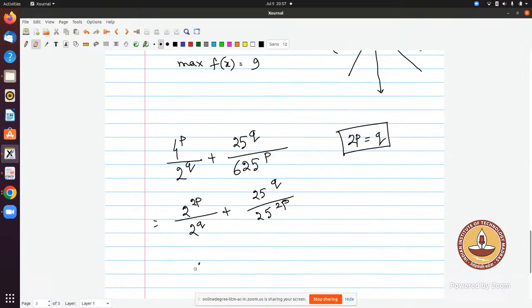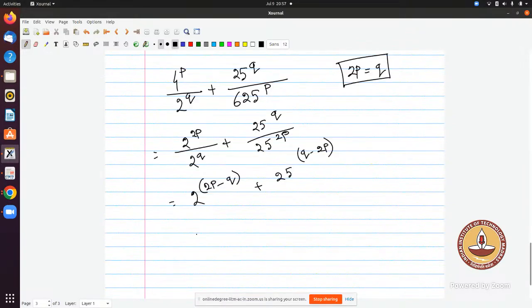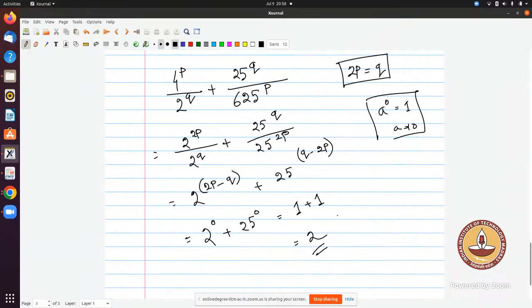So what I get? 2 power 2p minus q, because this is division. So indices will be subtracted. And this is 2 power 5q minus 2p. As 2p equal to q, then both of these indices are 0. And something power 0 is 1. If that is non-zero, a power 0 is 1 whenever a is non-zero. So what I get? 1 plus 1. That is 2. Is it clear?